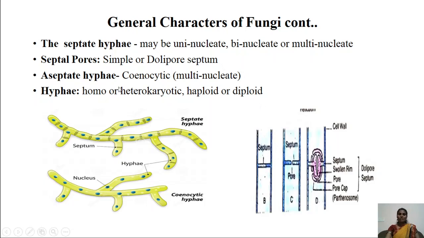Coming to the aseptate type, since there is no cross wall in this hyphae, always the nuclei are more in number. They are freely floating inside the hyphae. So that condition is said to be cenocytic. I mean to say, the multinucleate condition of aseptate hyphae is cenocytic in nature. Next, coming to the hyphae, they are either homo or heterokaryotic in nature.